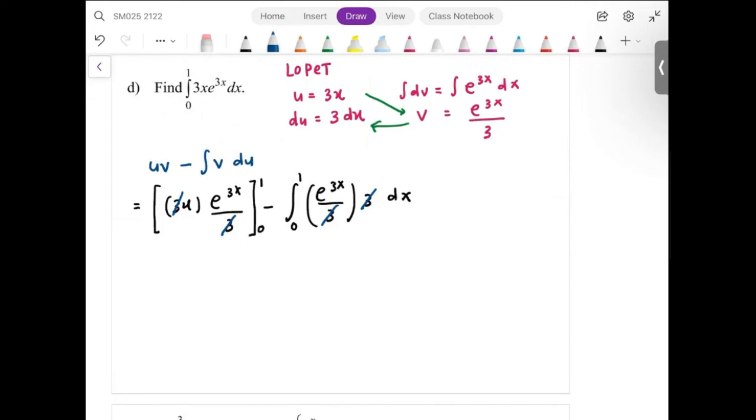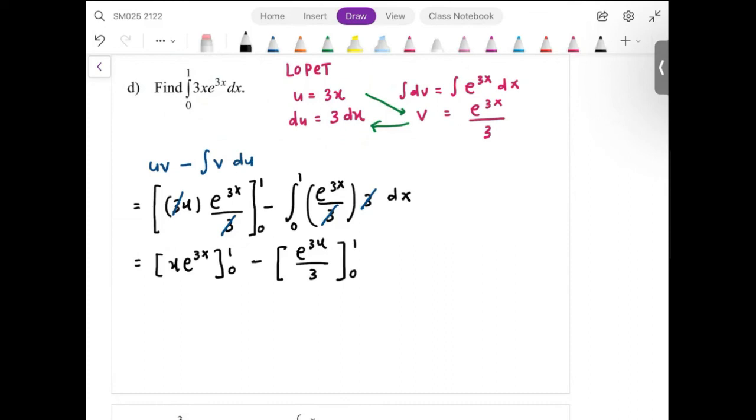Okay. So what's left for the first part would be x e to the power of 3x from 0 up to 1. And then for the second function, we have to integrate this up. Exponential to the power of 3x. If we integrate, we're going to get e to the power of 3x over 3. And then our limit is the same from 0 up to 1.